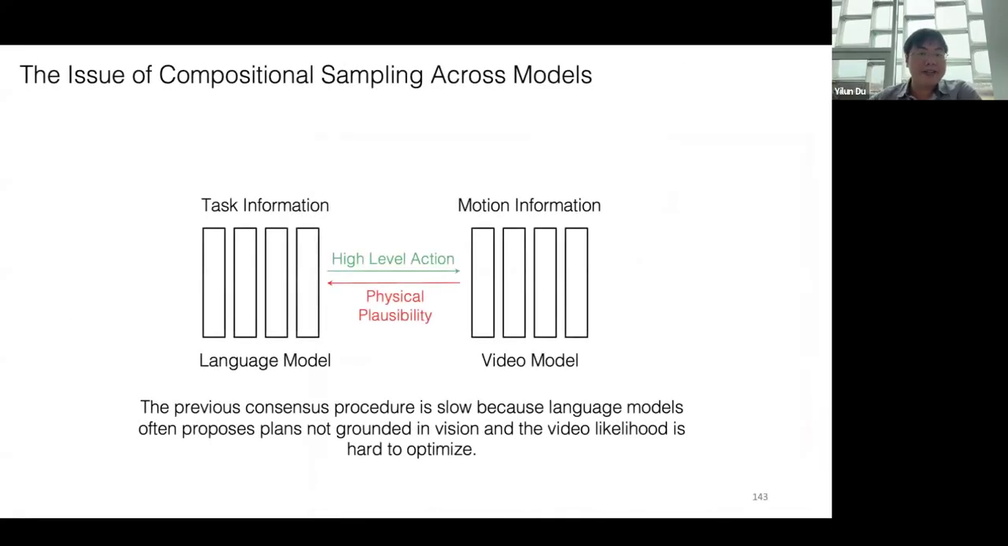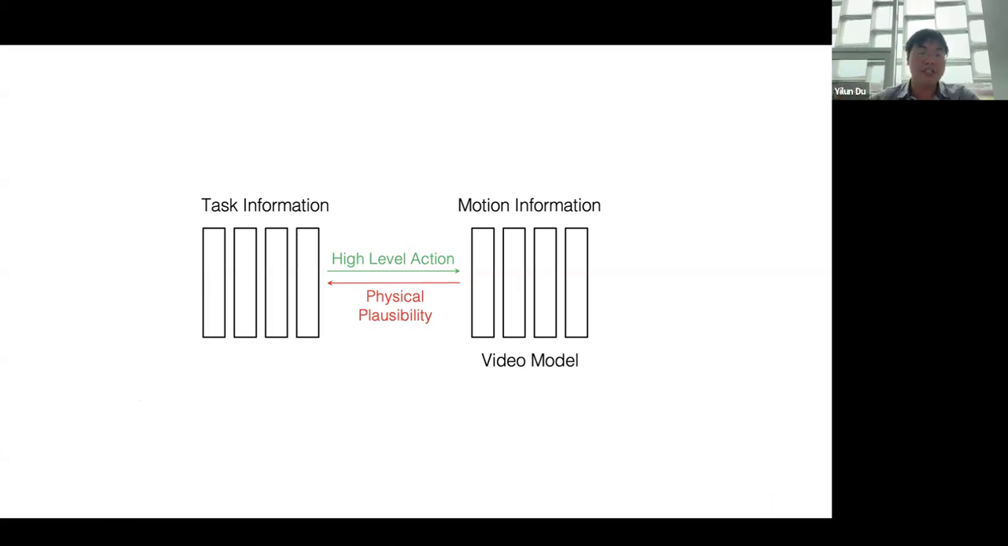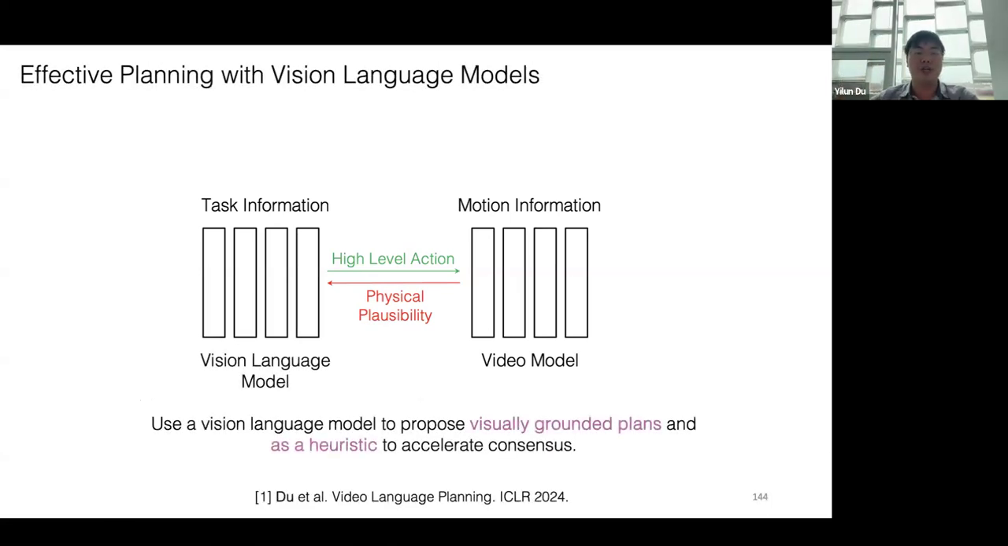And then a final small part, this is the last part of the talk. In practice, if you just have a language model and video model, this ends up being a bit slow, because the language model has to propose many plans before you have one that is optimized by the video model. And the video likelihood might be a very hard objective to optimize.